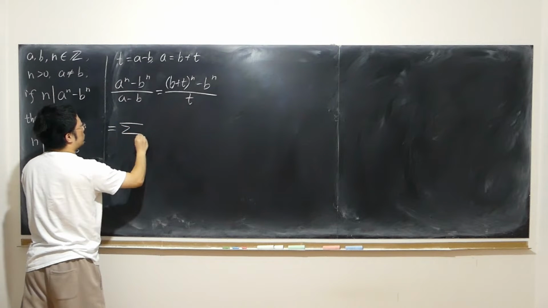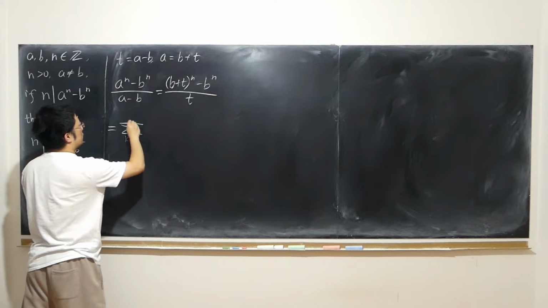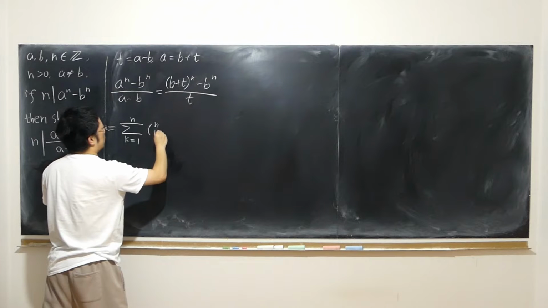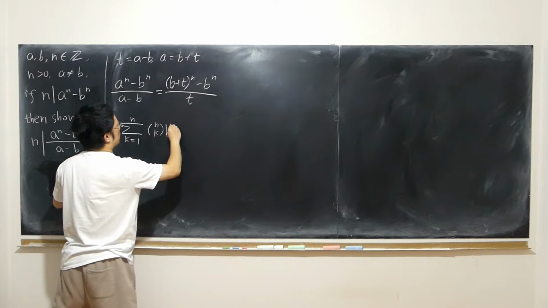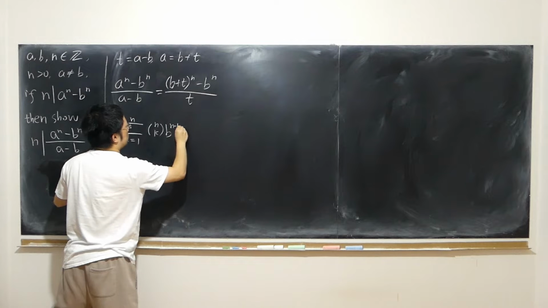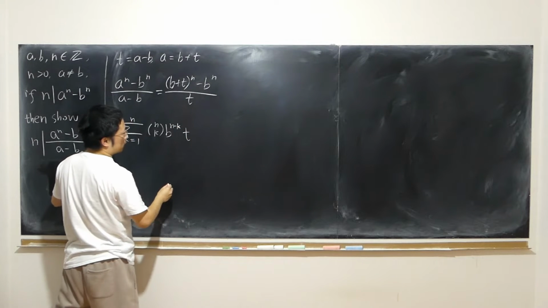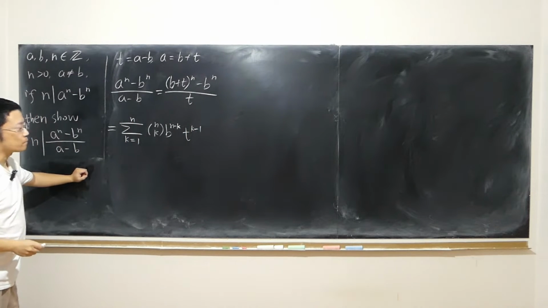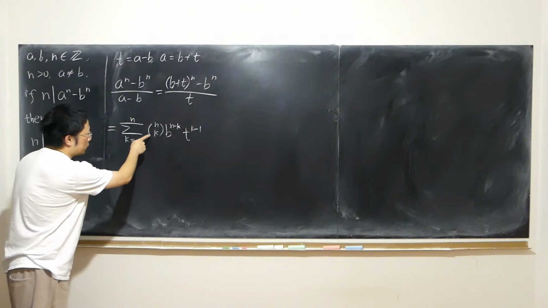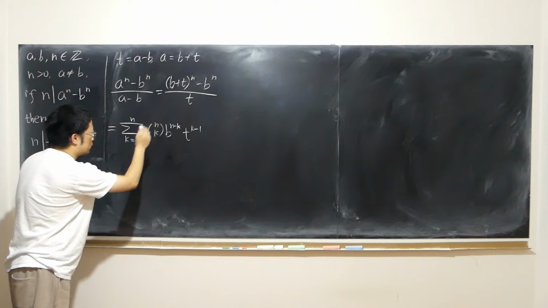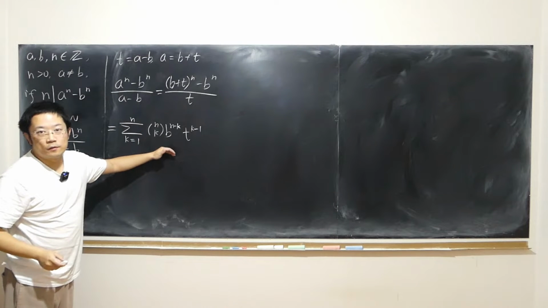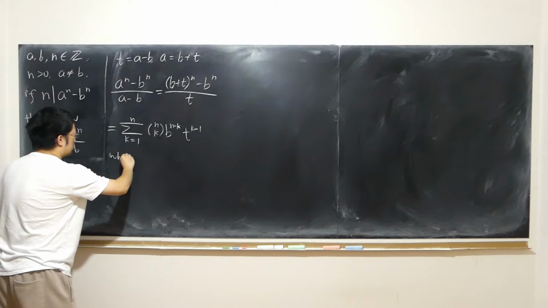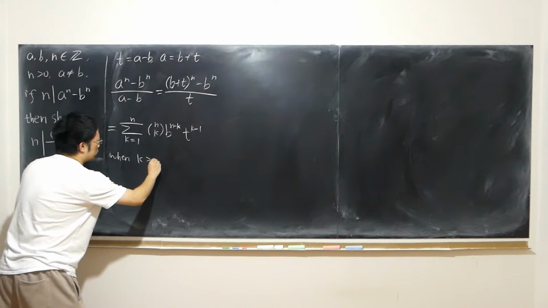After everything, we have k starting from 1 to n, because the first term already canceled. So n choose k times b to the power of n minus k, and t to the, instead of k, we have k minus 1, which cancels with this t. When k equals 1, the first term is n times some integer, which is obviously divisible by n.